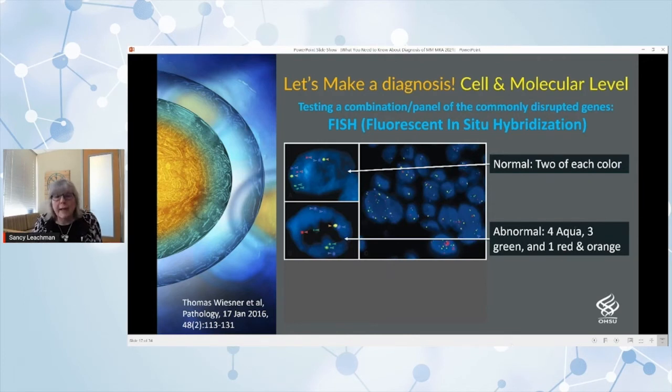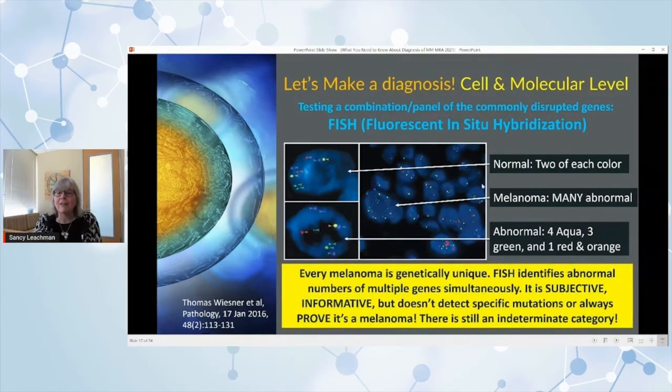Now, if you look at a melanoma, it is even more dramatic, right? You've got multiple copies of multiple genes and maybe even a complete loss of other genes. And again, what I want to point out here is that every melanoma is genetically unique. So FISH identifies abnormal numbers of multiple genes, 4 different genes simultaneously.